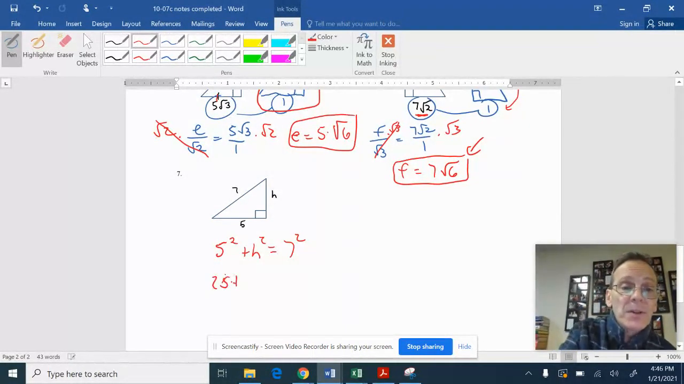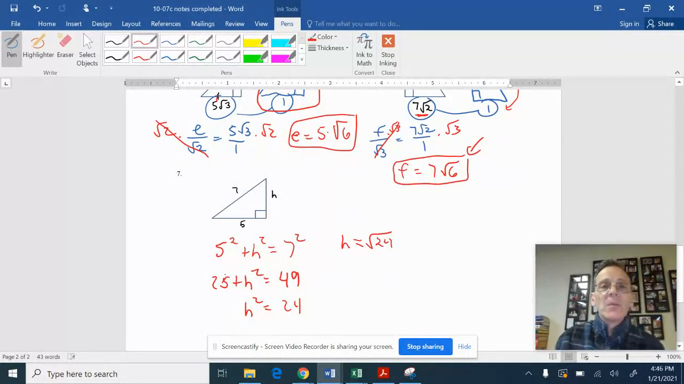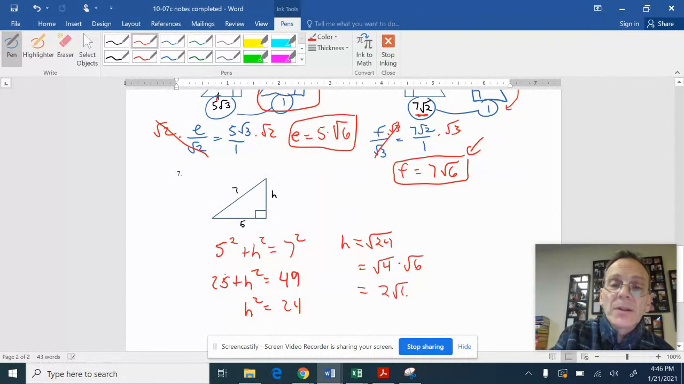25 plus h squared is equal to 49. Subtract 25 from both sides. H squared is 24. And so h is equal to the square root of 24, which is the exact answer, but not the simplified answer, because 24 factors into the square root of 4 times the square root of 6, which is 2 radical 6. That's the value of h, exactly, and simplified.